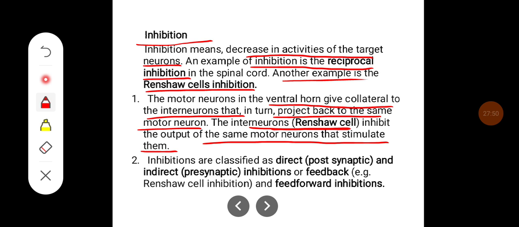Inhibitions are classified as direct, that is postsynaptic, and indirect, presynaptic inhibition, for example, Renshaw cell inhibition and feed forward inhibitions.